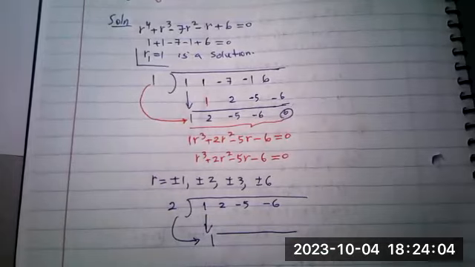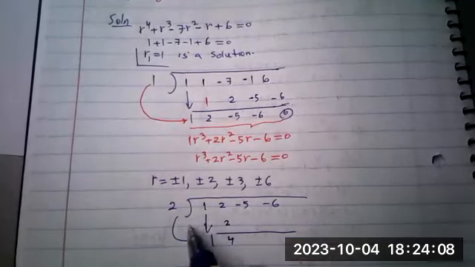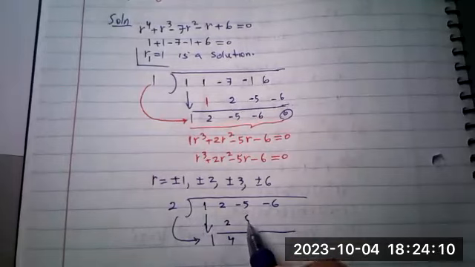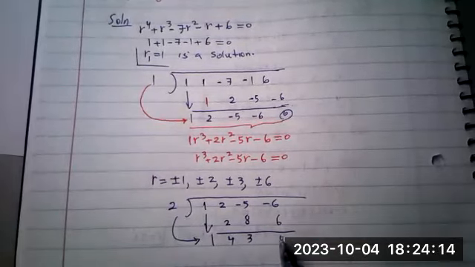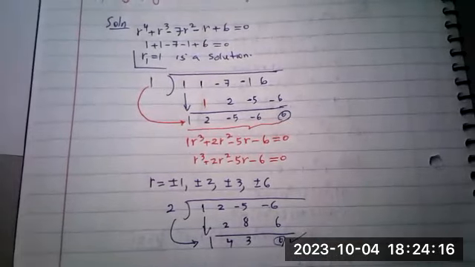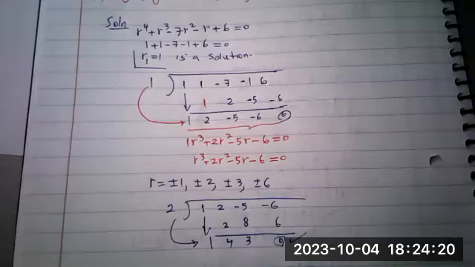Okay, now we're checking 2. 2 times 1 would be 2, that gives you 4. 2 times 4 would be 8. So that gives you 3. 2 times 3 would be 6. Oh, you're lucky, got it. So R equal to 2 is the second solution.